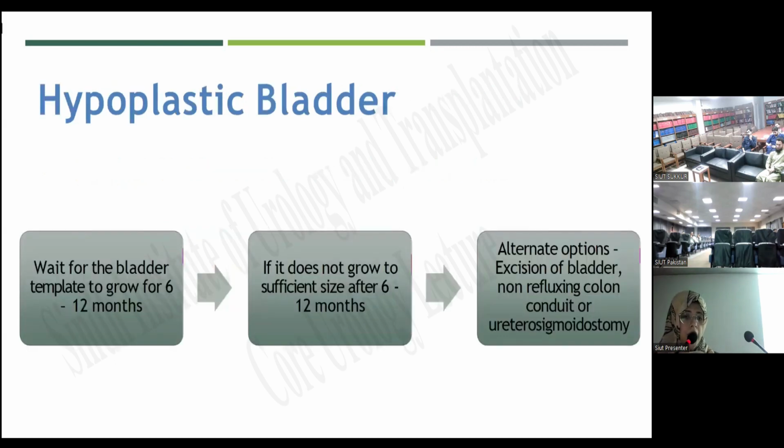In the cases of the hypoplastic bladder, we should wait for the bladder template to grow for 6 to 12 months. And if it does not grow to a sufficient size after 6 to 12 months, alternate procedures can be done, which include excision of the bladder with the development of a non-refluxing colon conduit or ureterosigmoidostomy.